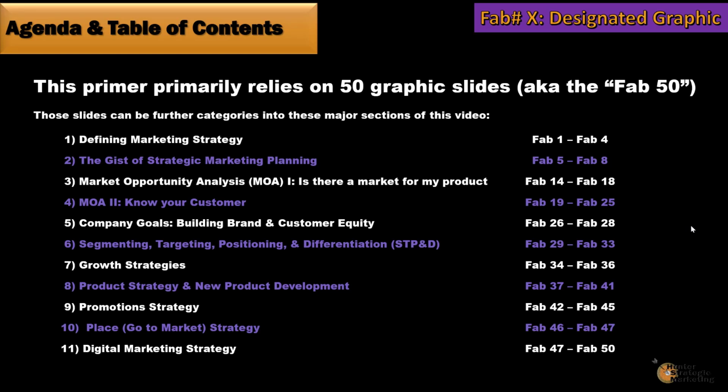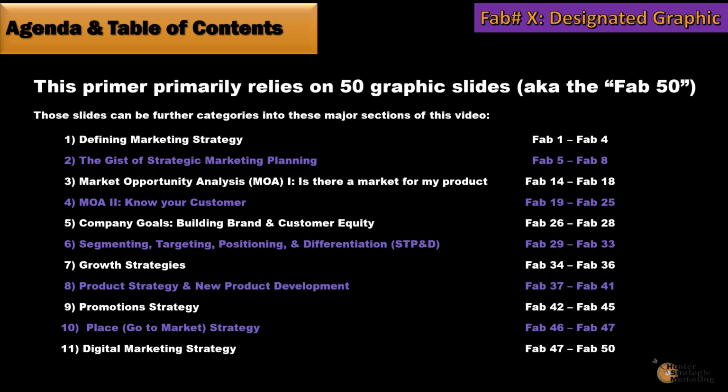Okay, so this is just a real quick table of contents and an agenda for the presentation. So you can kind of see some of the major topics that we're going to talk about. I'm going to start with defining marketing strategy, the gist of planning, go through market opportunity analysis, some of those different stages through the marketing mix and components, and then talk last about digital marketing strategy.